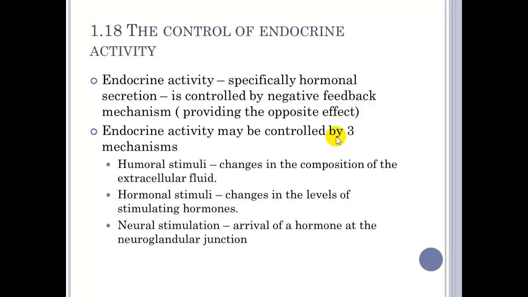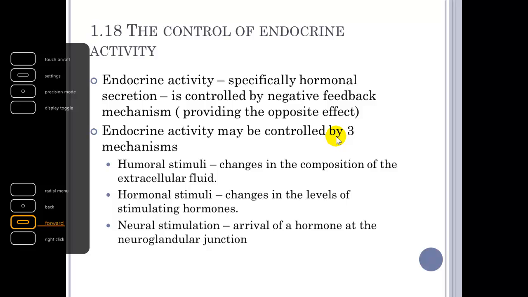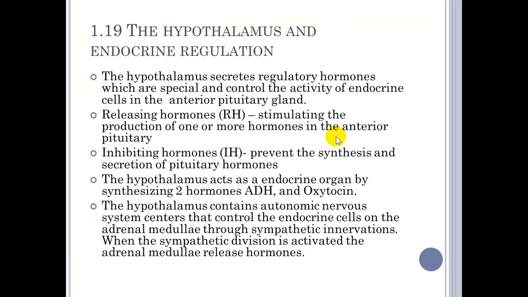Endocrine activity may be controlled by three mechanisms. Humoral stimuli, changes in the composition of extracellular fluid. Hormonal stimuli, changes in the levels of stimulating hormones. And then neural stimulation, arrival of a neurotransmitter at a neuroglandular junction. So this would be where the central nervous system is communicating directly with the actual endocrine organ.